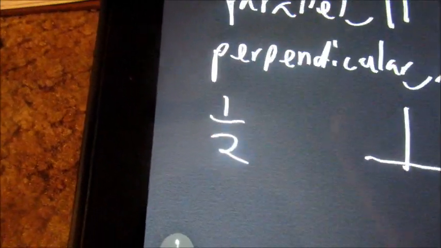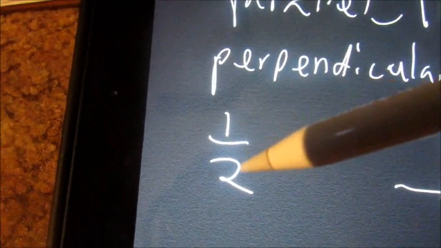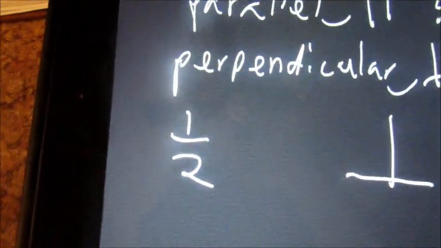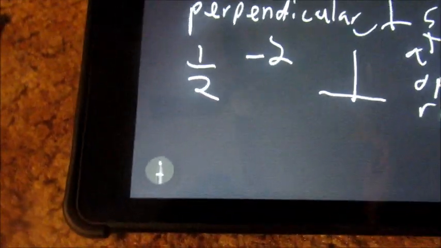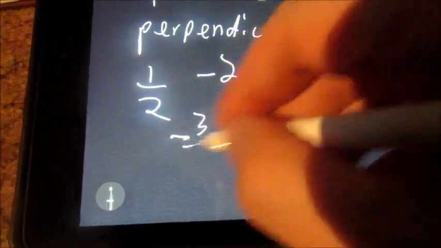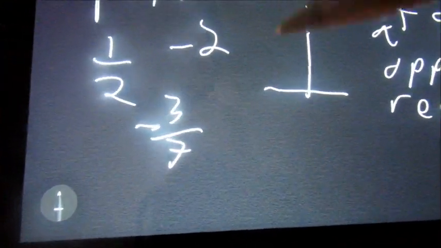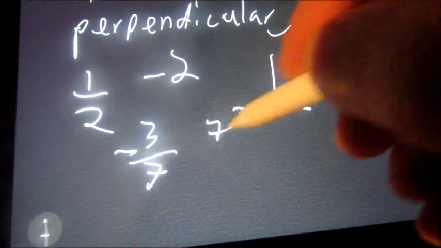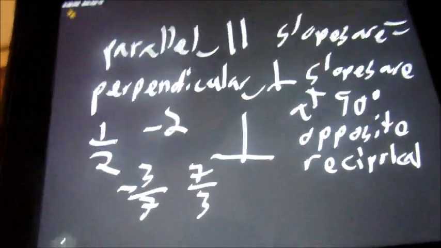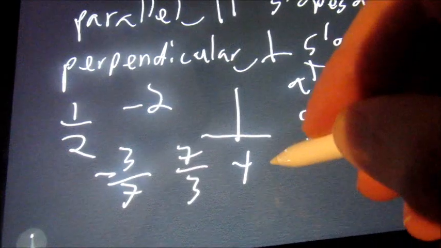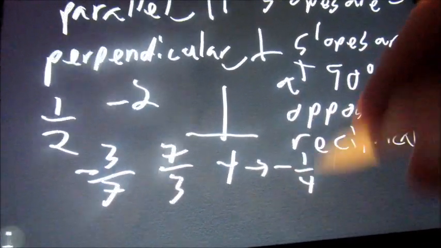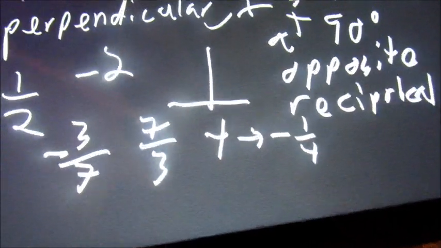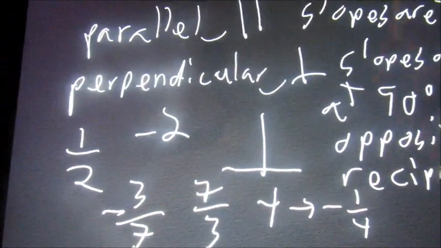So what that means is if one slope is 1/2, the reciprocal of that is 2 over 1, but we also have to do the opposite sign, so it's going to be -2. If the first slope was -3 over 7, then perpendicular becomes positive, and we flip the fraction to be 7 over 3. And if the slope is, say, 4, the opposite of that is 1 over 4.